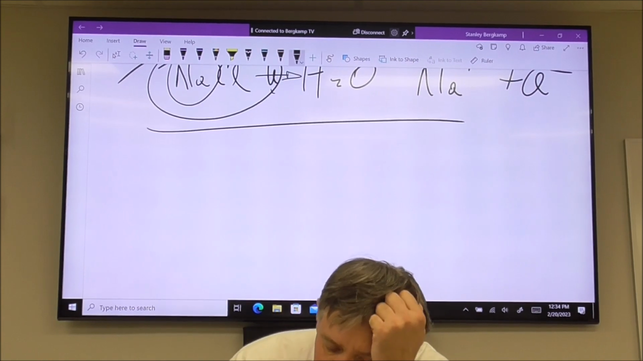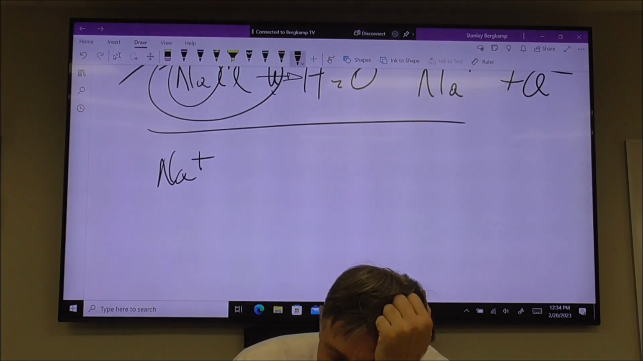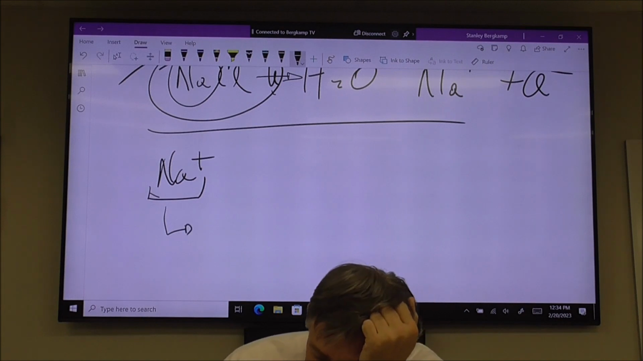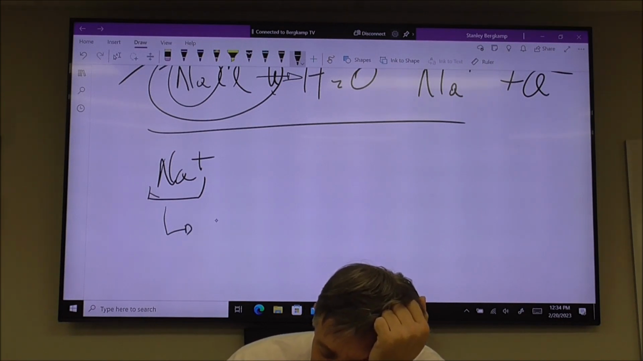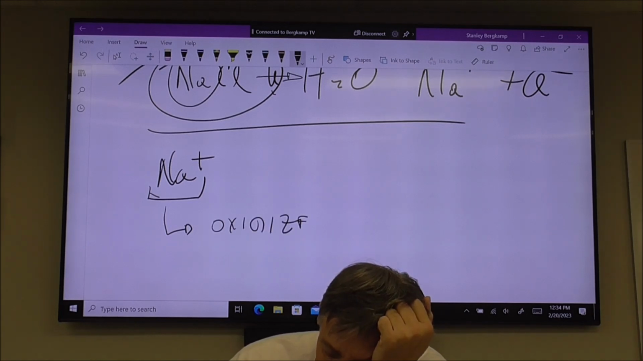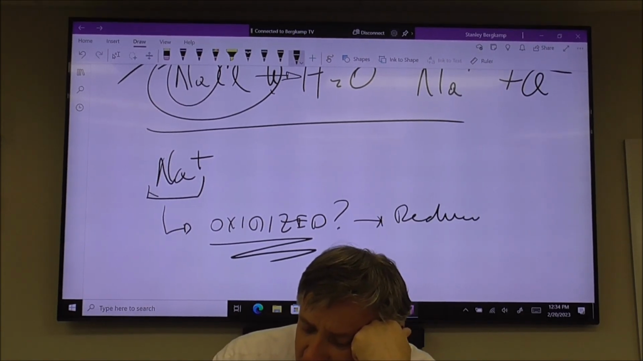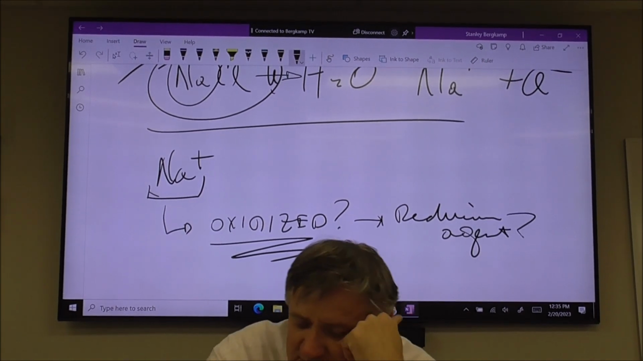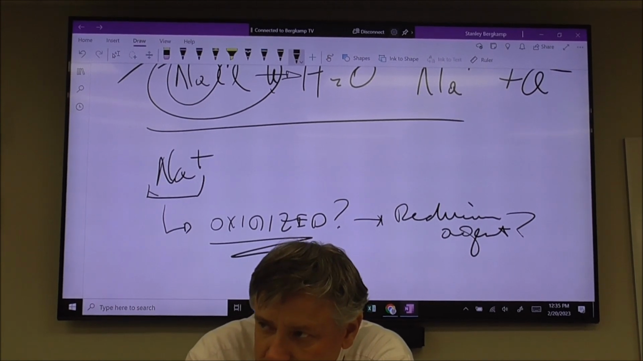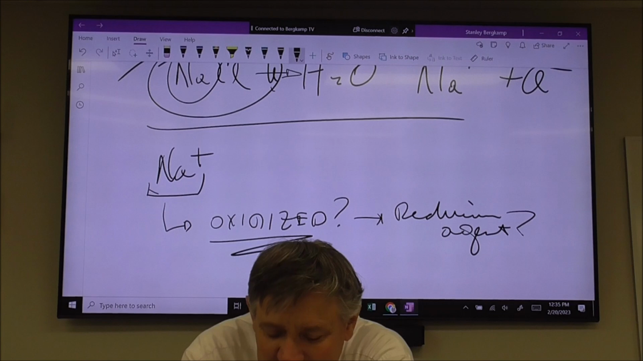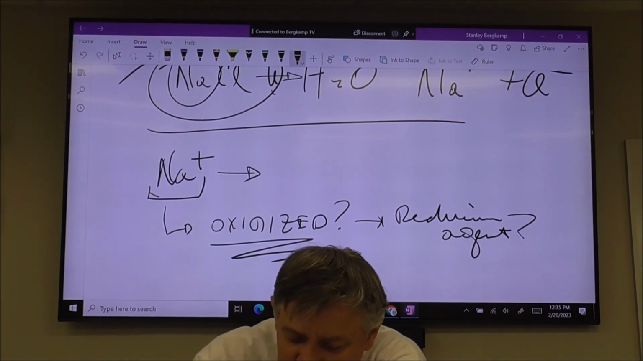Now, think very carefully before you answer this. Is a sodium ion, does it want to be oxidized? Or the other way I could ask this: is a sodium ion a good reducing agent? Yes. It would want to, a sodium ion would want to get oxidized. Yes. You want to stick with that? Yes. Okay. So, and if the sodium ion gets oxidized, what's it going to change into?